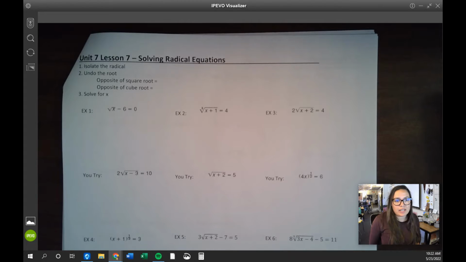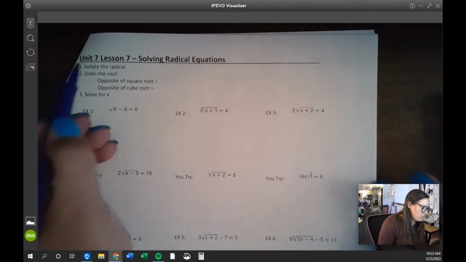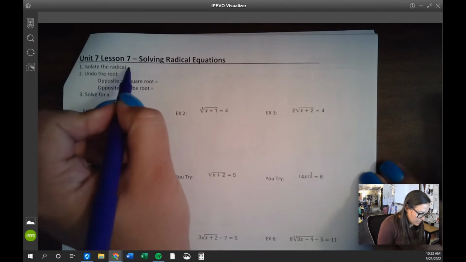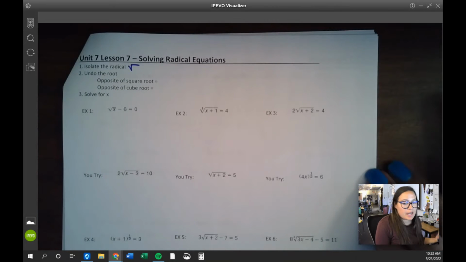Essentially, what we're going to be doing is undoing squaring something or undoing square root and undoing cube root. So basically, the first step is to isolate the radical. Radical is just a symbol or a word that means this symbol. So anything that's outside of the square root or the cube root needs to get moved to the other side.